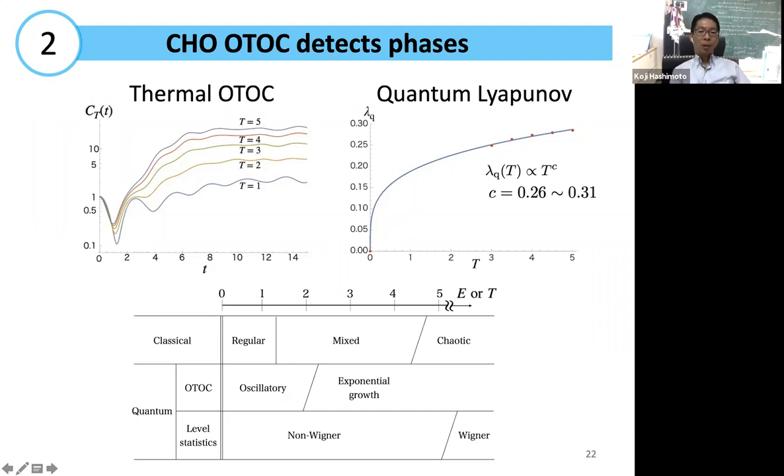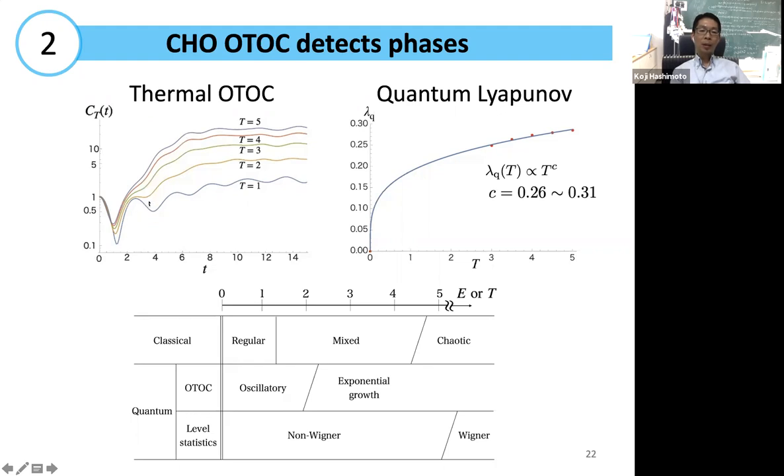Then you can actually extract the quantum Lyapunov exponent of this thermal OTOC, and the result is this. The horizontal axis is temperature, the vertical axis is the OTOC quantum Lyapunov exponent. They are non-zero at higher temperature. But at lower temperature, as you see, for example for temperature equal to 1, there is no exponential growth like temperature equal to 5.